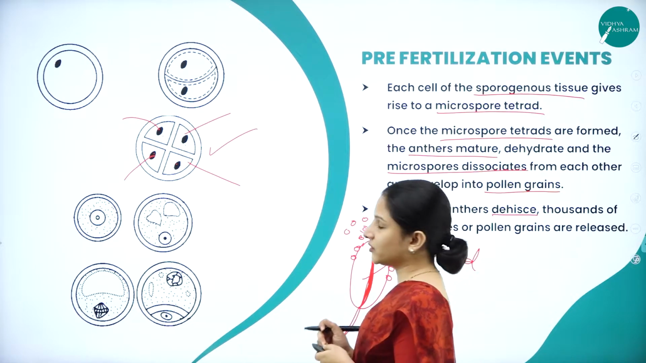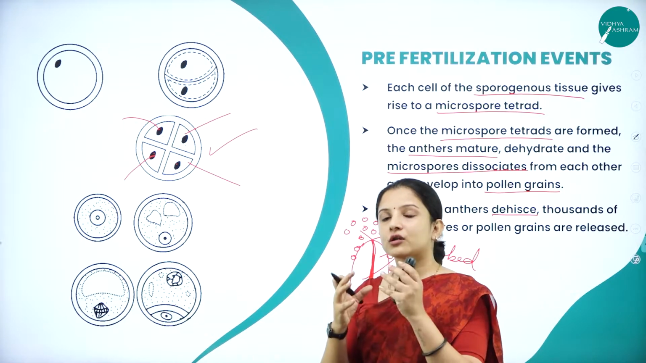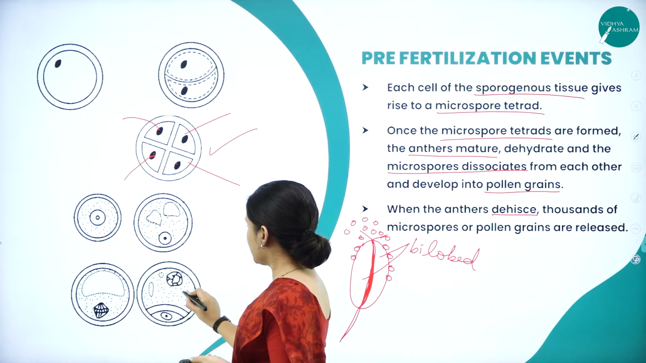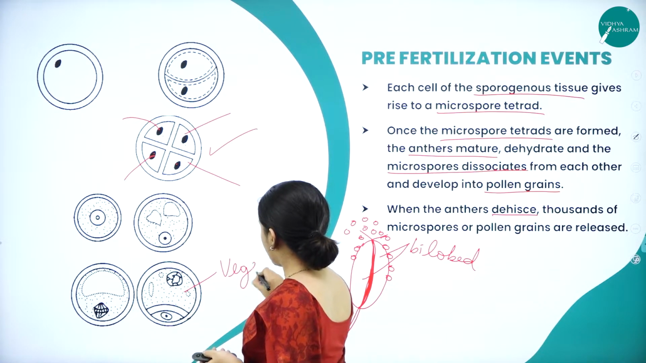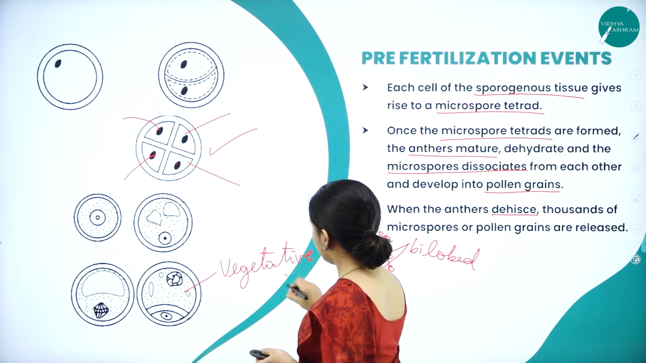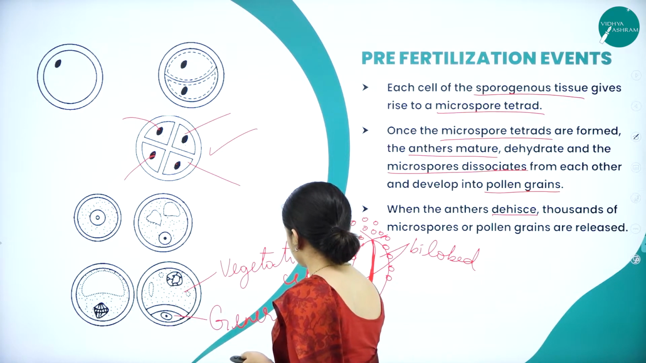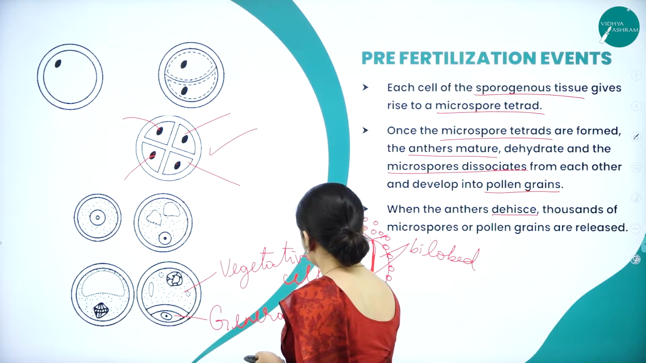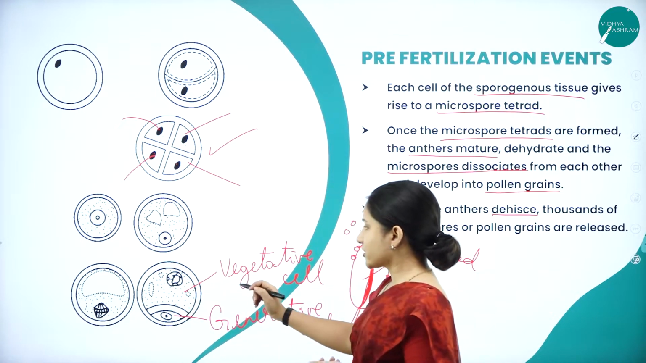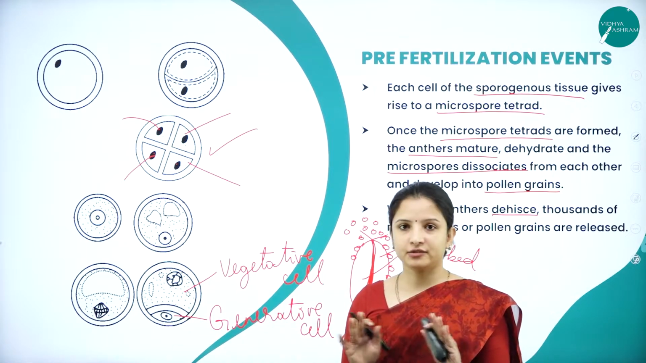Now the anthers have burst open and the pollen grains have come out. Again I'll explain what is there in the pollen grain. Inside a mature pollen grain, you will have the vegetative cell, as you have learnt in the previous session, and you'll have the generative cell. The vegetative cell actually provides nourishment to the generative cell. Apart from that, the vegetative cell has no other function.